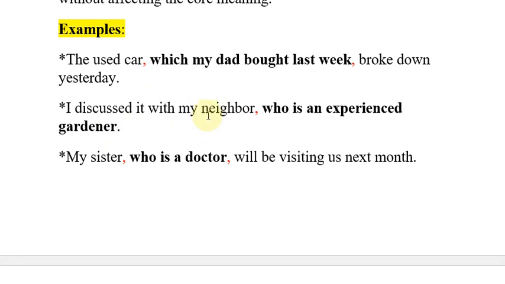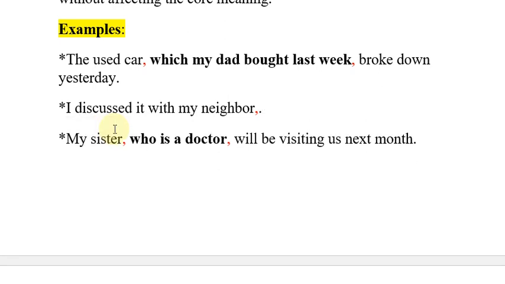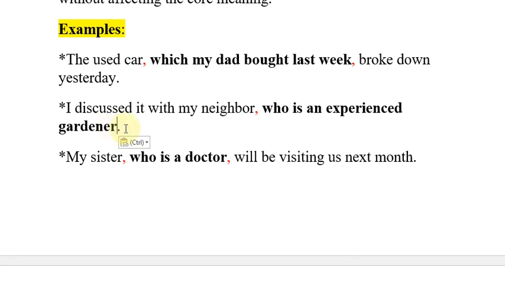I discussed it with my neighbor, comma, who is an experienced gardener. Here is the key sentence: I discussed it with my neighbor. This one here just adds more information. It does not change the core meaning of the sentence. I discussed it with my friend, with my neighbor. Okay.